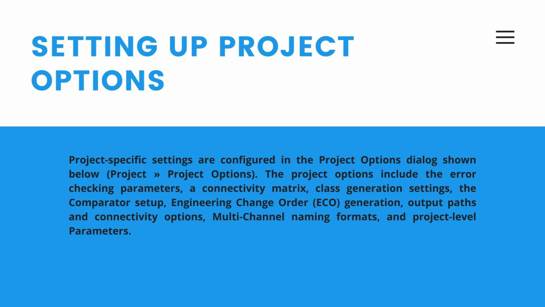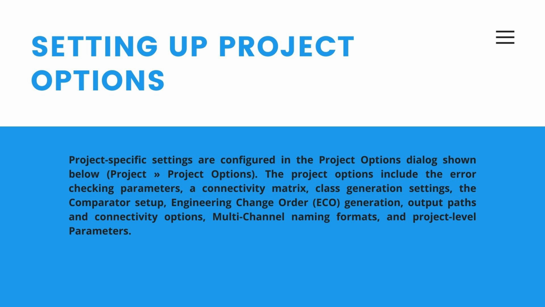Setting up project options. Project-specific settings are configured in the Project Options dialog. The project options include the error checking parameters, the connectivity matrix, class generation settings, the comparator setup, engineering change order generation, output paths, and connectivity options, multi-channel naming formats, and project level parameters.